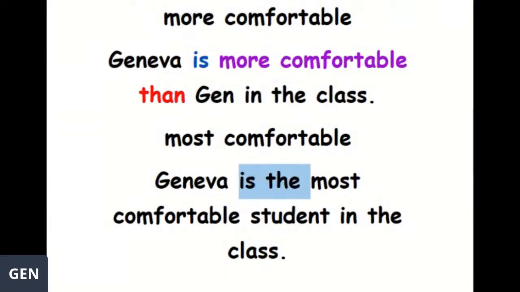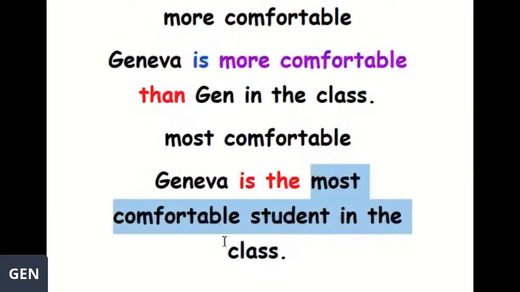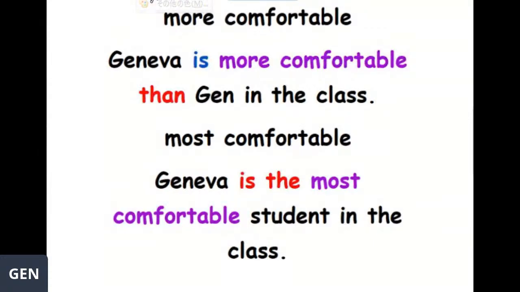Don't forget, if you're using the superlative degree, you have to use is the, and then most comfortable in the class. And that's done. Again, student in the class. You just have to add those. Okay, so Geneva is the most comfortable student in the class. And that is actually finished.